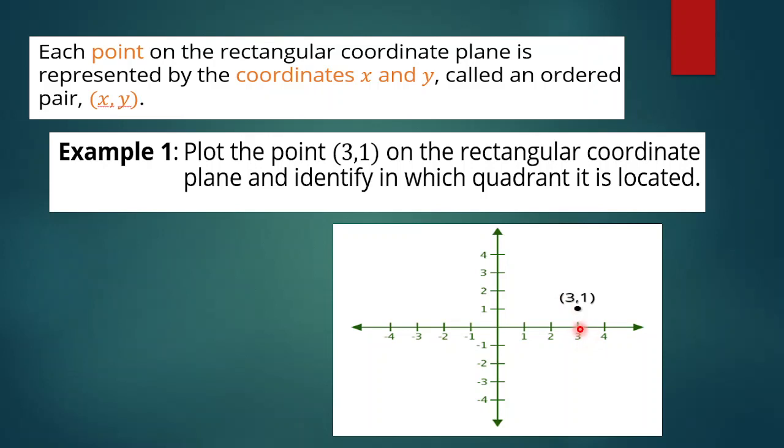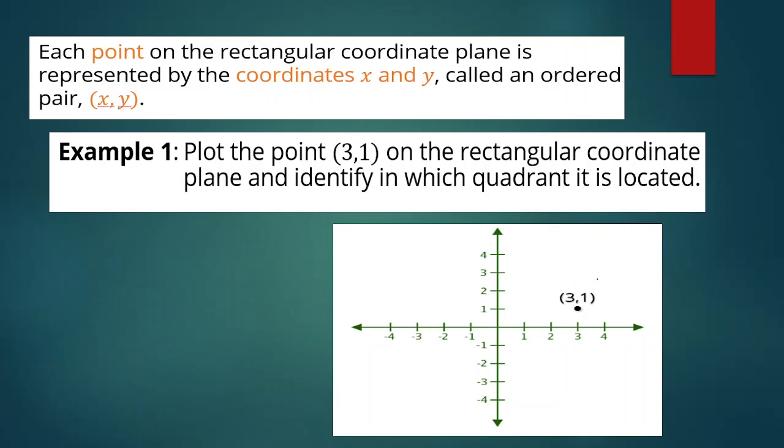Saan? Up or down? Ano yung sign ng y? Positive 1. Since positive, we have to go upwards. So there you have it. That is the plot. That is the point 3, 1. Okay? And take note of this, students. I'm just going to write it down na lang.